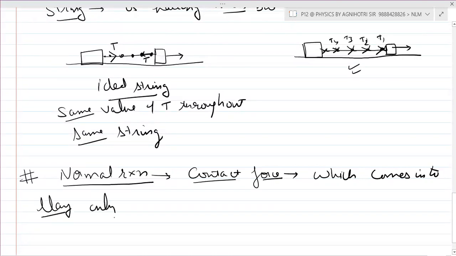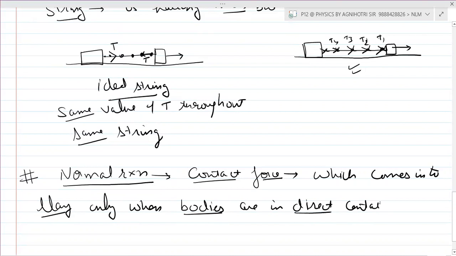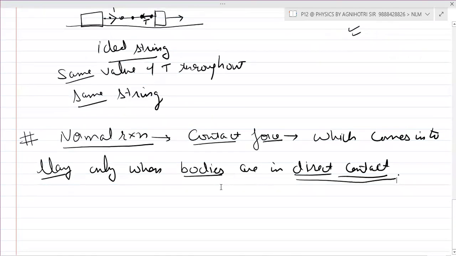only when the two bodies are in direct contact. If they are in direct contact, then the normal reaction comes into play. And how will it act? Now let me tell you how it will act. Now let me give one example.